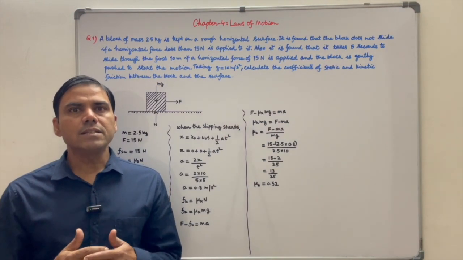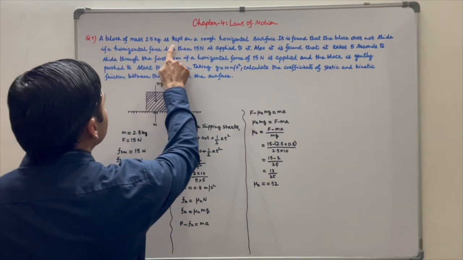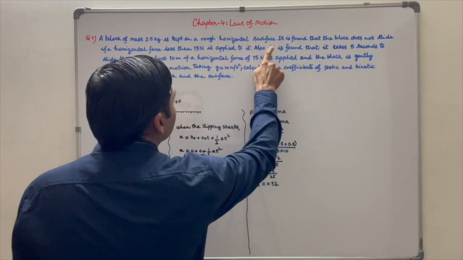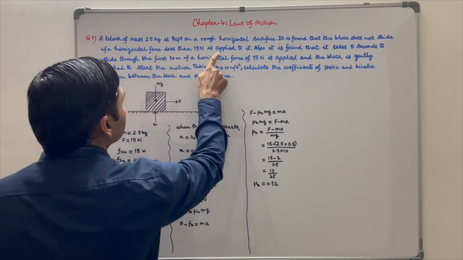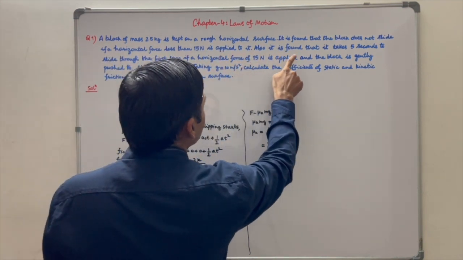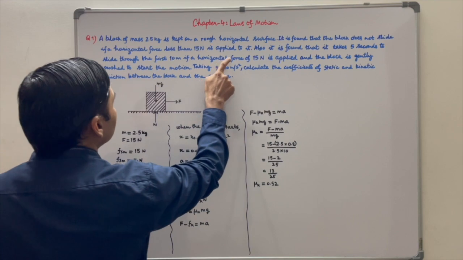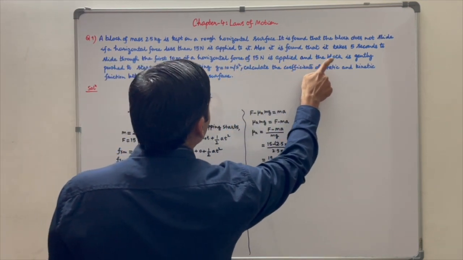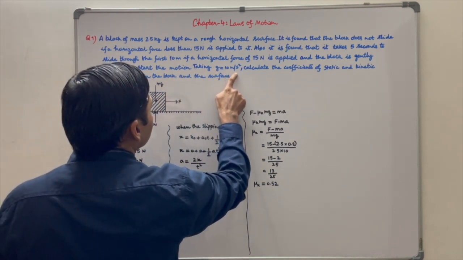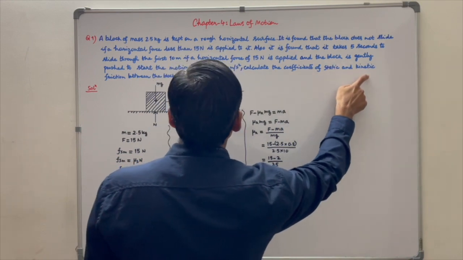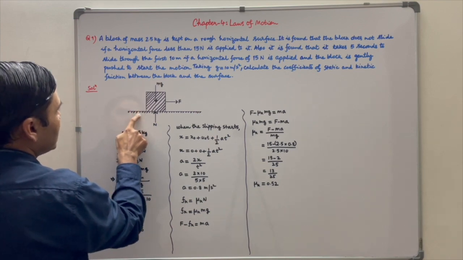Now let us see some questions based on friction. First question, a block of mass 2.5 kg is kept on a rough horizontal surface. It is found that the block does not slide if a horizontal force less than 15 Newton is applied to it. Also, it is found that it takes 5 seconds to slide through the first 10 meter if a horizontal force of 15 Newton is applied and the block is gently pushed to start the motion. Taking g = 10 m/s², calculate the coefficients of static and kinetic friction between the block and the surface.